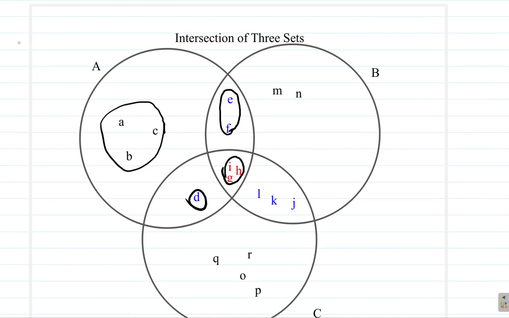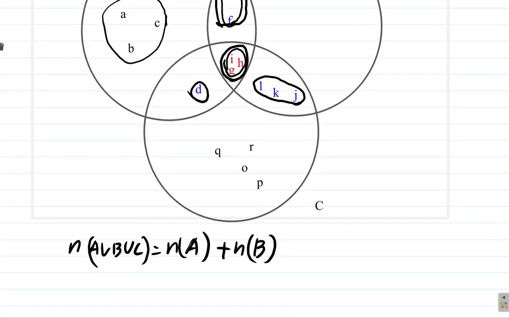When we're counting the number of elements in B, we would count M, N. We would count I, J, K. We would count this again. And we would count this once again. Alright. Now, let's look at the number of elements in C plus the number of elements in C.